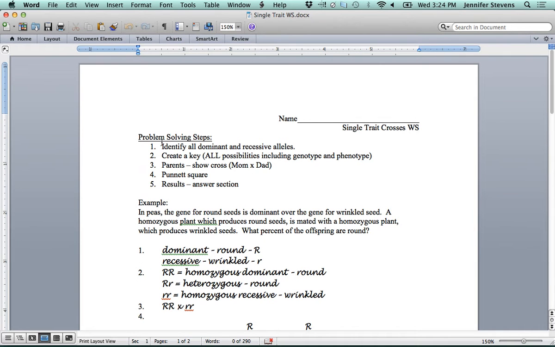Number one, we have to identify the dominant and recessive alleles. Then you create a key of all possibilities that include both the genotype and the phenotype. Then you're going to identify the parents. So you have to look back at the problem for this one. Who is the mom and who is the dad, or who are the two parents, and what are their genotypes going to be? Then you complete the Punnett square, and then step 5 is that you answer the question that was asked. So let's take a look here at the example.